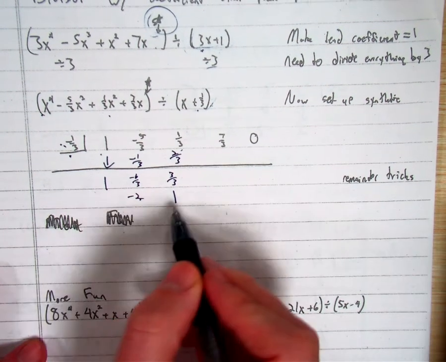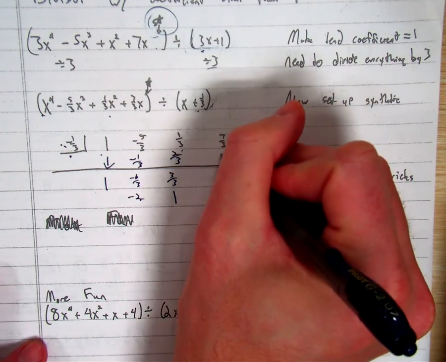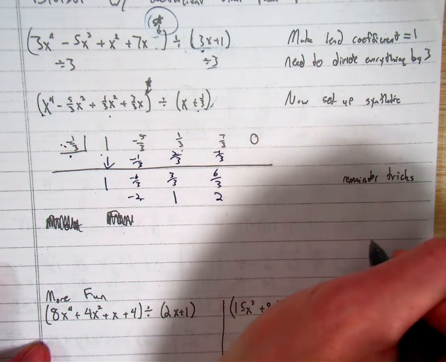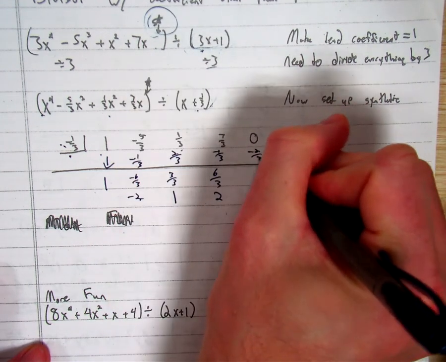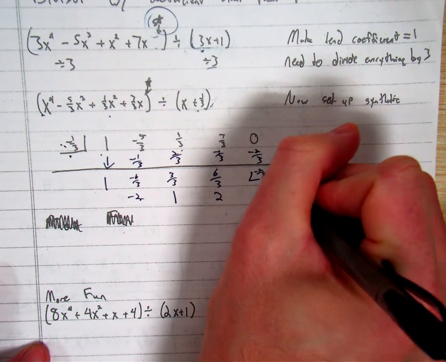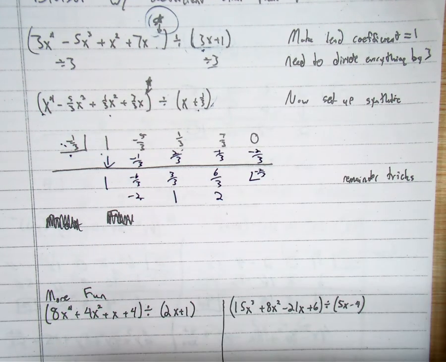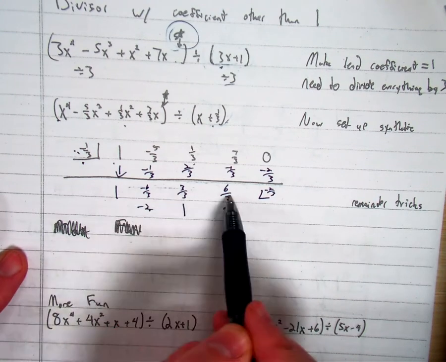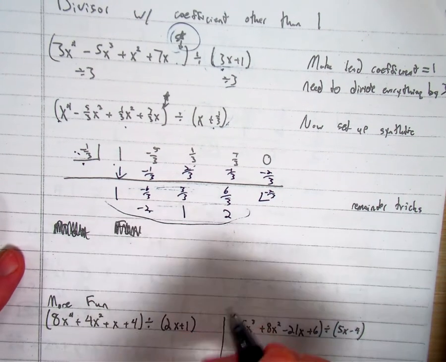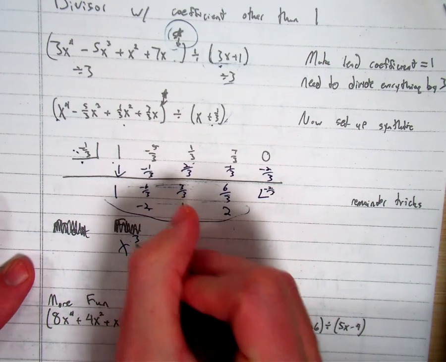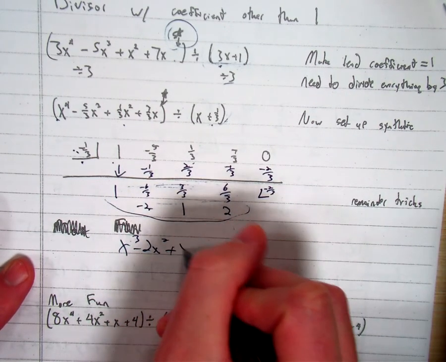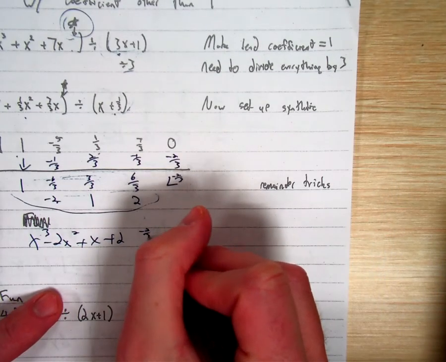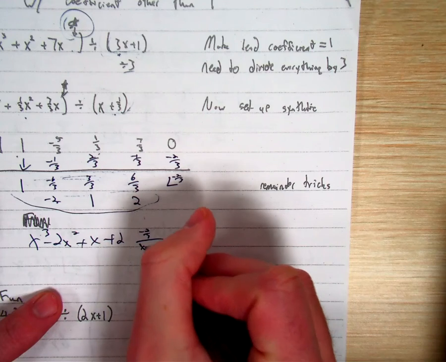1 times negative 1/3, negative 1/3. These would add to be 6/3, or just 2. And then 2 times negative 1/3 is negative 2/3. Remainder of negative 2/3. So if you can do this fraction simplifying in your head, you won't need those. We just want these. So that is x to the third minus 2x squared plus x plus 2, and we have a remainder of negative 2/3 over x plus 1/3.